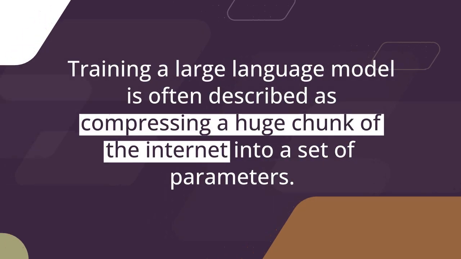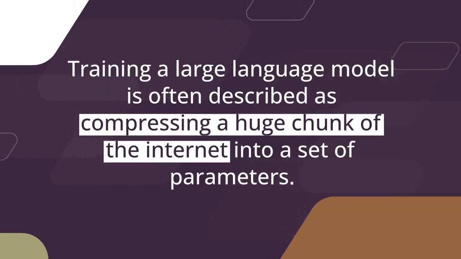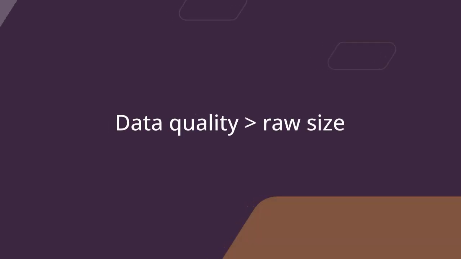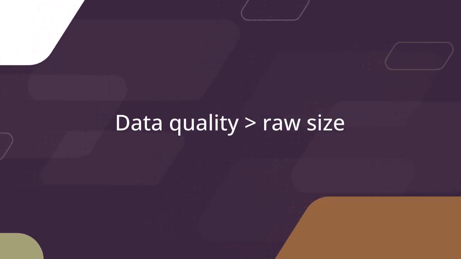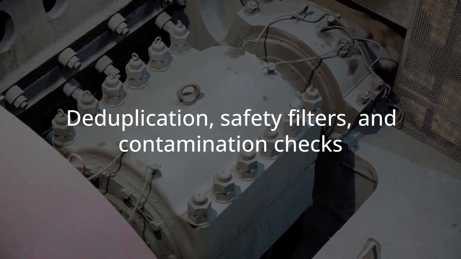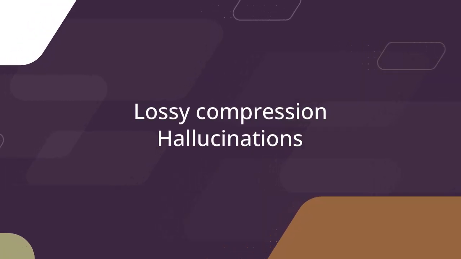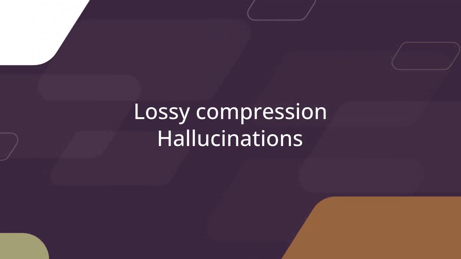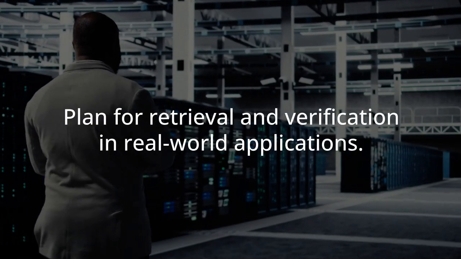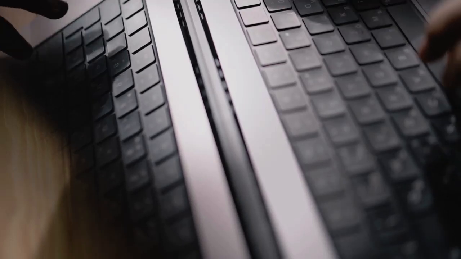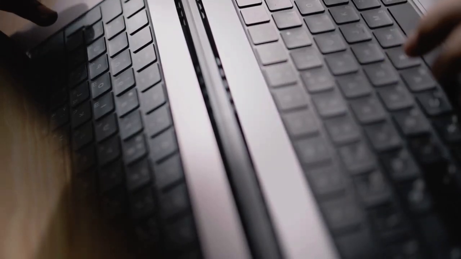Training a large language model is often described as compressing a huge chunk of the internet into a set of parameters. This is a useful way to think about it, but there are 2 important caveats. First, data quality matters more than raw size. Deduplication, safety filters, and contamination checks are essential. Second, because training is a form of lossy compression, hallucinations can happen. That means you should plan for retrieval and verification in real-world applications. The training pipeline involves crawling, cleaning, deduplicating, filtering, tokenizing, and finally training the model.